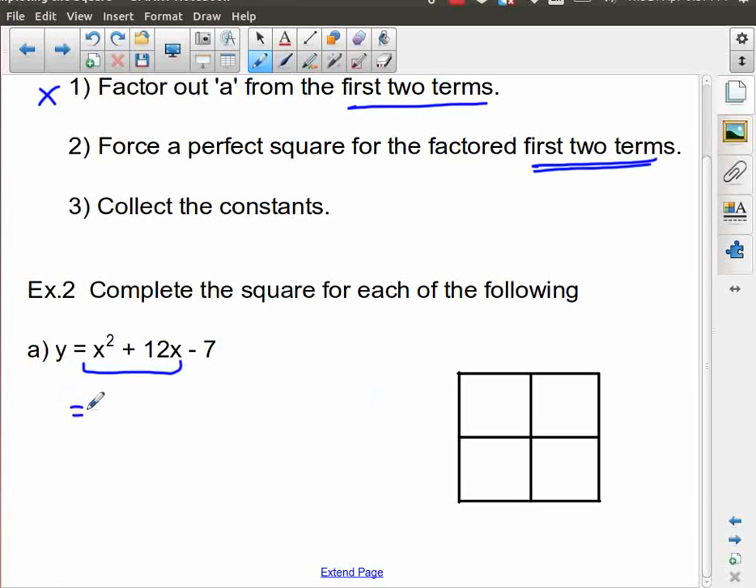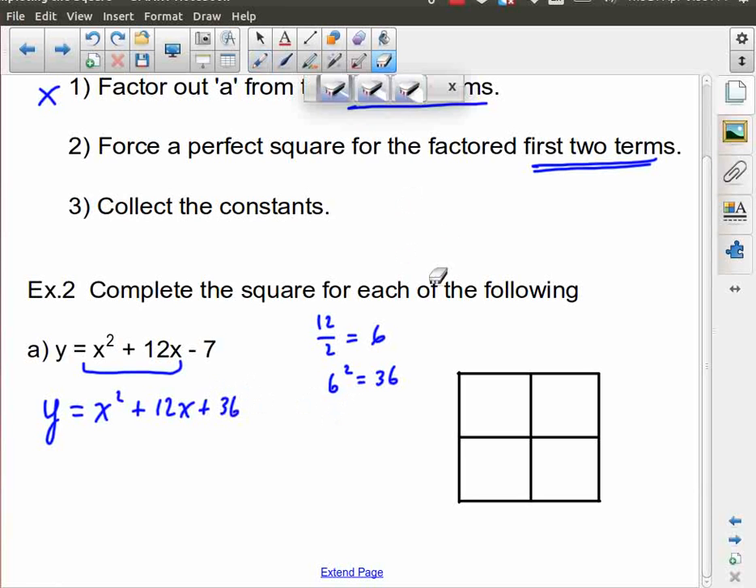So this is equal to x squared plus 12x. Now to make a perfect square, what do I want to do? I want to take this middle term, 12, divide it by 2, and that's equal to 6. And then 6 squared goes here. So what is 6 squared? That's equal to 36. So this gets plus 36. I think I'm going to move that out of the way. Move that up here.